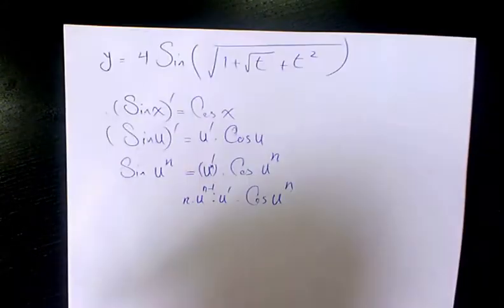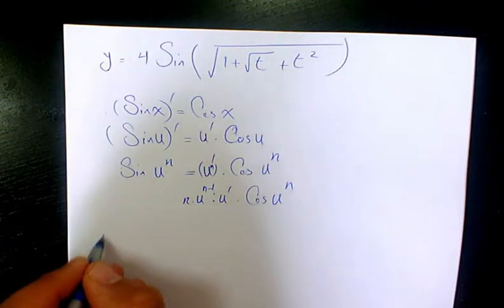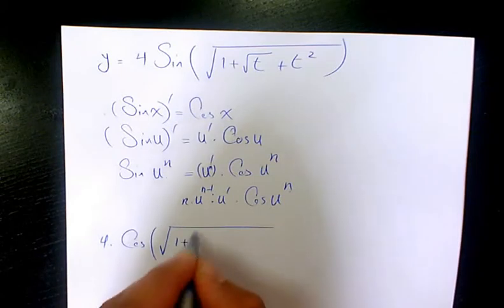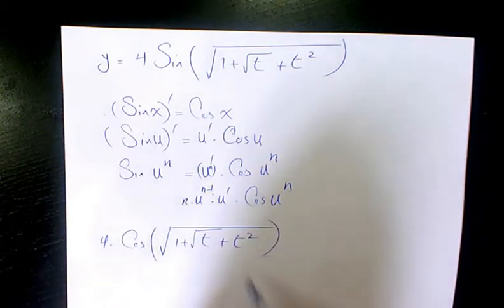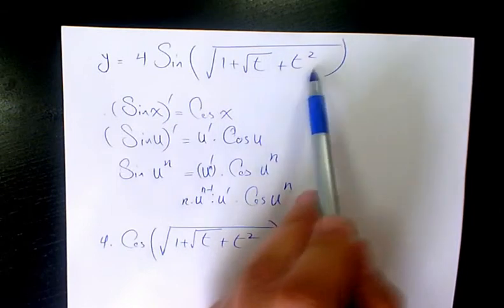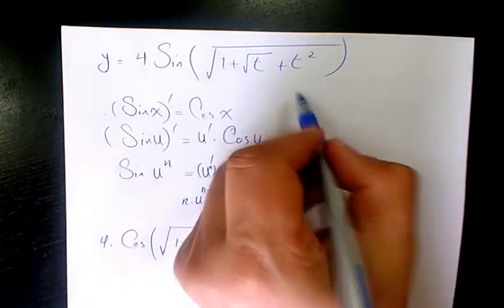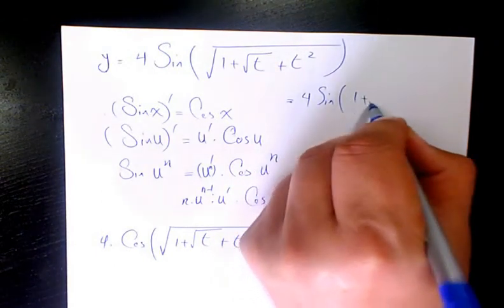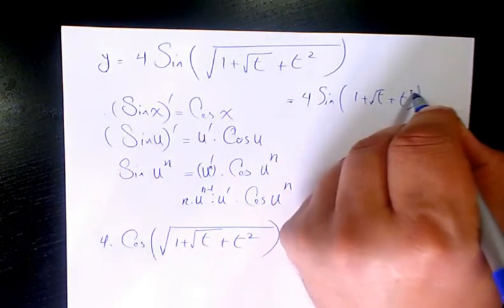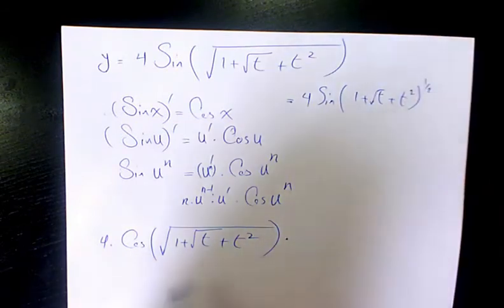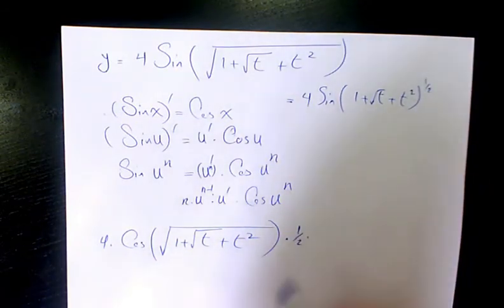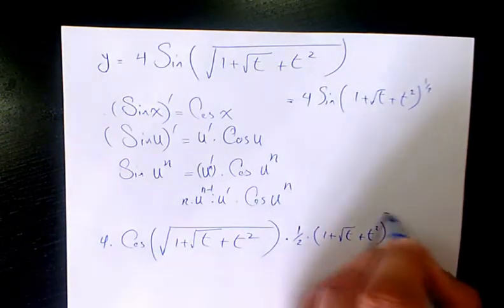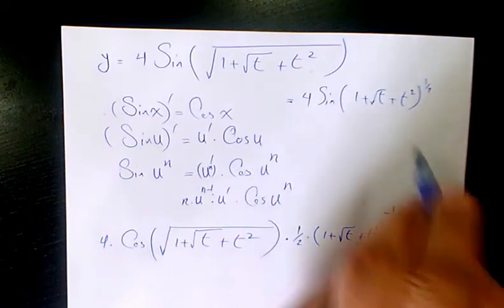Let's go back to the question. Based on what I said here, it's going to be 4 times cosine of the square root of 1 plus root t plus t squared, times the square root, which is to the power of 1 over 2. Well, basically here is going to be 4 sine of 1 plus root t plus t squared to the power of 1 over 2. So that's going to be 1 over 2 times 1 plus root t plus t squared to the power of negative 1 over 2, times the derivative of what you see here.